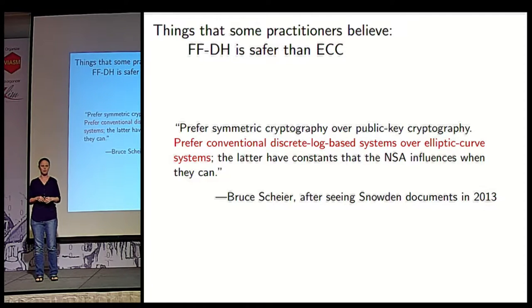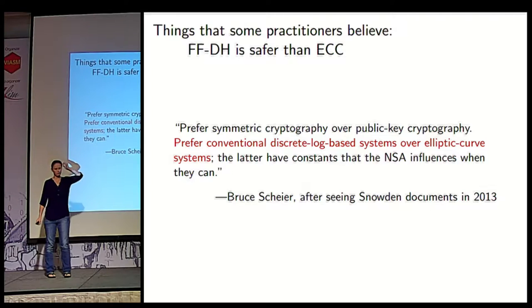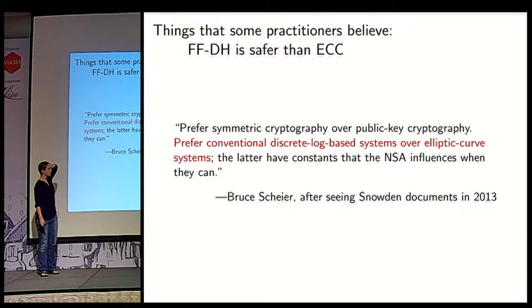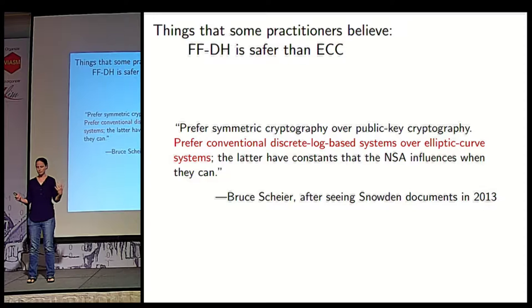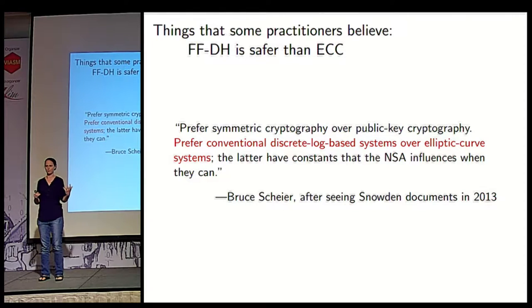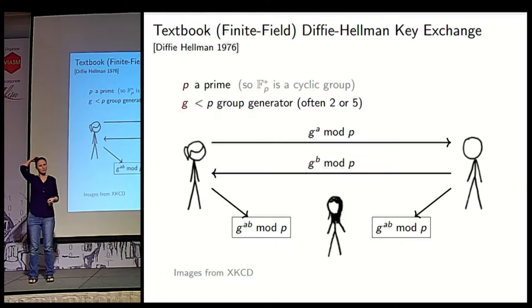A couple years after that, there started to be some pushback, especially against elliptic curve cryptography, with people being worried about the safety of the curves that people are using. So here's a quote from Bruce Schneier, who wrote this after seeing some of the documents leaked by Snowden in 2013. He said, prefer conventional discrete log-based systems over elliptic curve systems because there's some risk of backdoors. And you can see the hacker practitioner community is really worried about backdoors and elliptic curve cryptography, and this has really slowed the adoption of elliptic curves for a lot of the protocols that we're using.